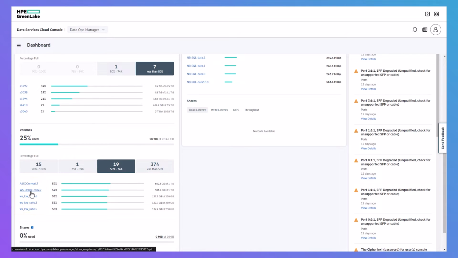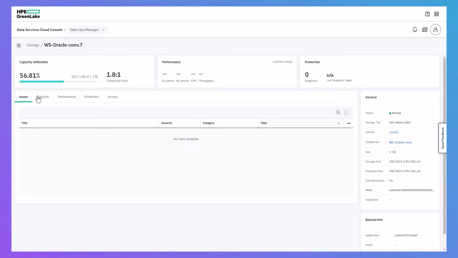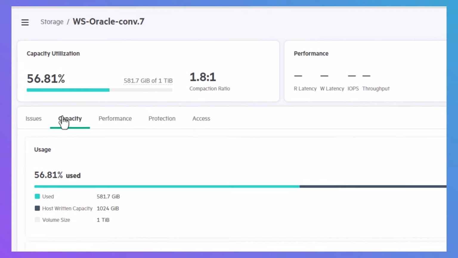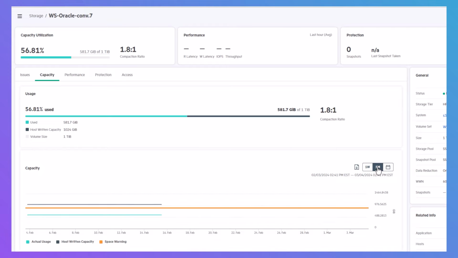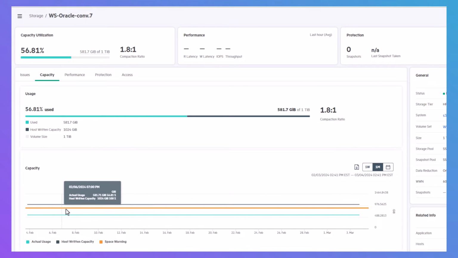All the words in blue are hyperlinked, so let's go take a look at one of the individual volumes. This particular volume is 1 terabyte in size, and although the host has written the entire 1 terabyte, only 581 gigabytes of usable space has been consumed due to the benefits from data reduction. There's also the capacity utilization over time, and you can see that a warning has been set for about 90% of available capacity. The growth over time for this particular volume has been pretty flat, but if it were consuming storage at a faster rate, the trend over the past month would be useful for planning purposes.